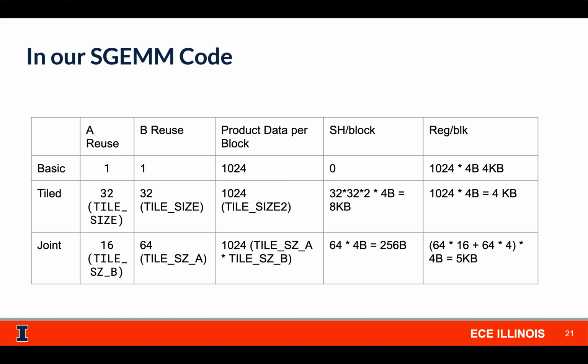And so now we can see the joint tile. The joint is kind of a mix between the two. It uses more registers because it stores parts of the A matrix in registers. But it uses some shared memory because it stores parts of the B matrix, but it doesn't use a lot of shared memory per block. And the blocks are smaller to produce the same amount of product data because each thread in the block produces multiple outputs. So we only need a block of 64 threads to produce 1024 product values.